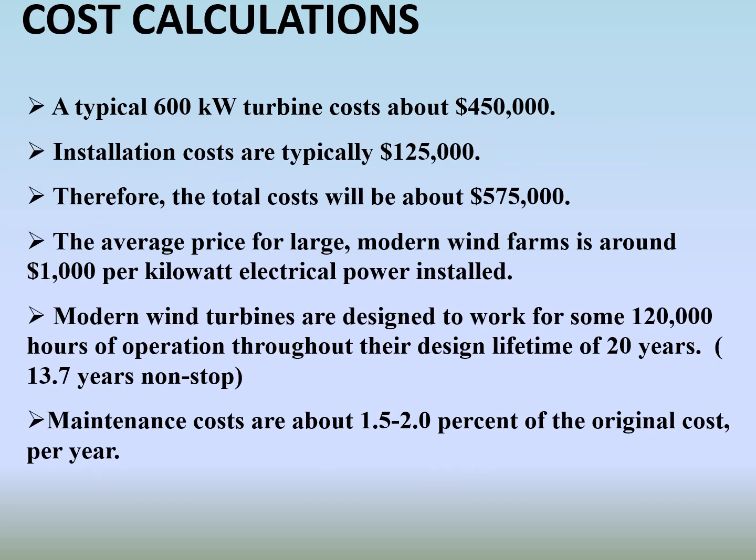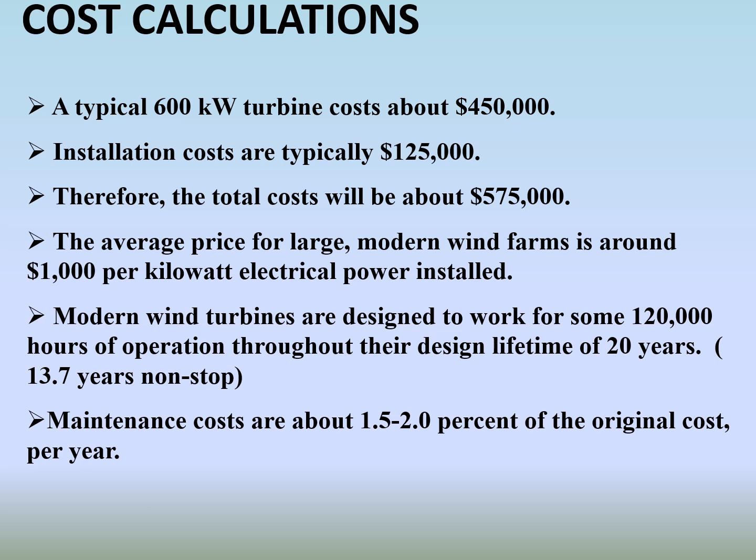Cost calculations. A typical 600 kilowatt turbine costs about $450,000. Installation costs are typically $125,000. Therefore, the cost will be about $575,000. The average price for large modern wind farms is around $1,000 per kilowatt of electrical power installed.